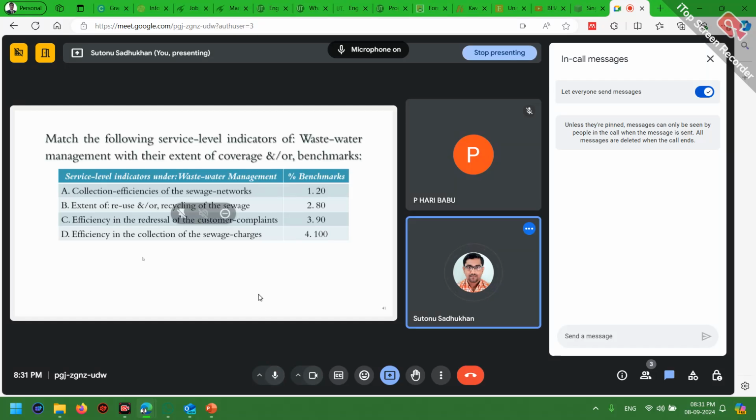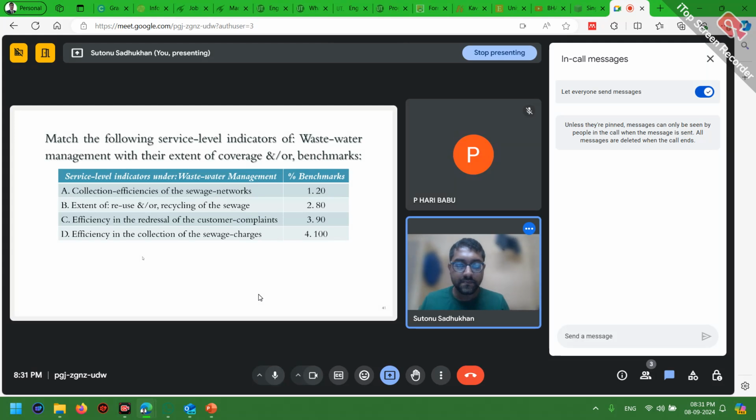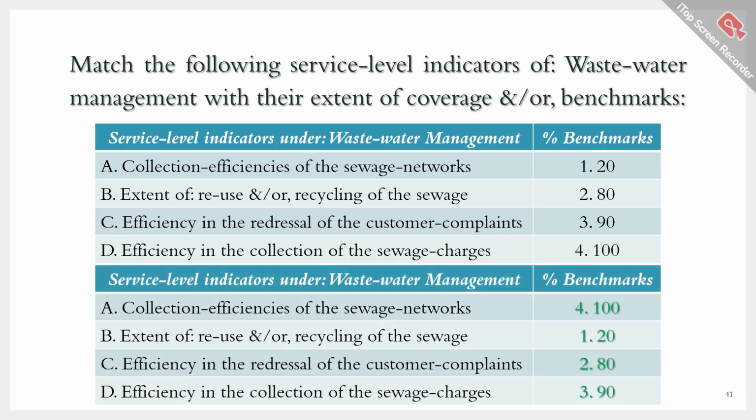Okay, nobody is able to answer. Whether you are attending or not. Okay, so we'll proceed with the answer. The correct answer is 4123. So collection efficiencies of the sewage networks must be 100% under wastewater management.